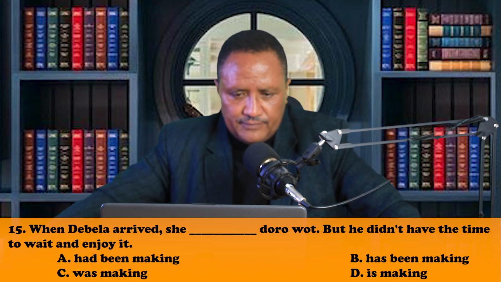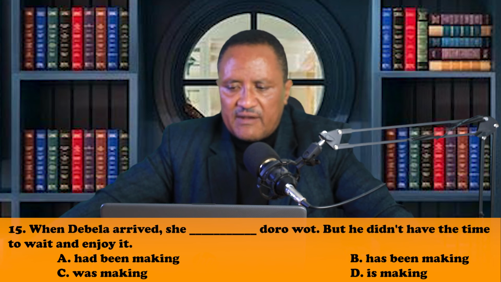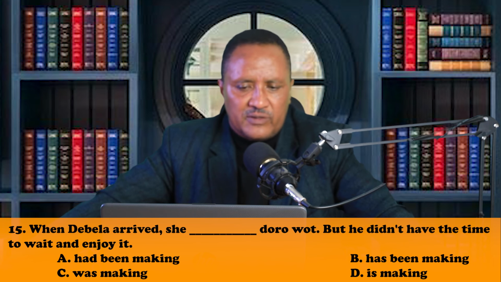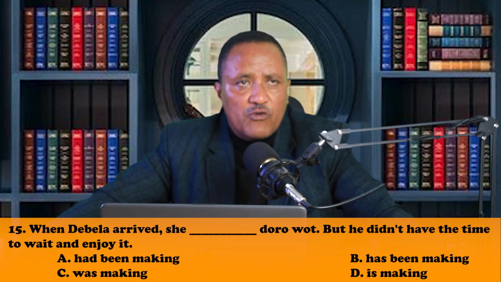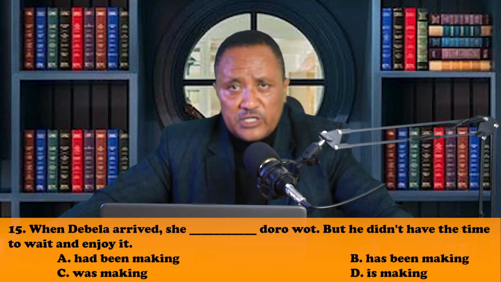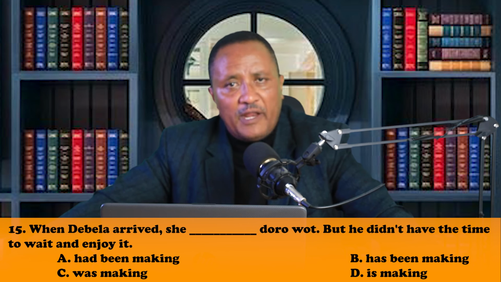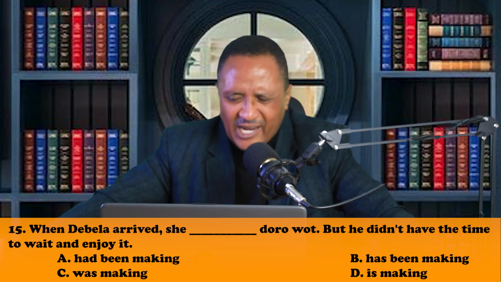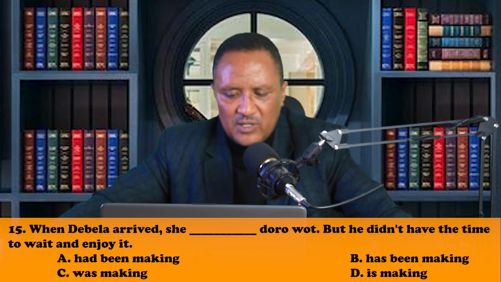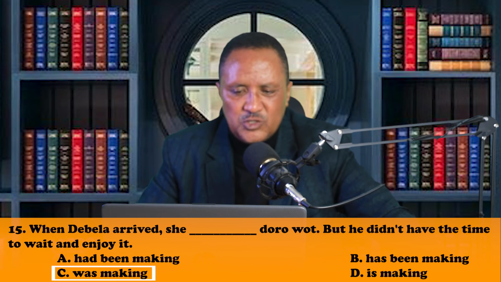Now, number 15. When Dabala arrived, she dash Dorowat, but he didn't have the time to wait and enjoy it. Look, in this sentence, the action of making Dorowat, a traditional Ethiopian dish, as you all know very well, was ongoing in the past when Dabala arrived. So the correct tense to use to indicate this ongoing action in the past is the past continuous tense, which is formed with was making. So the best answer is choice C, was making.